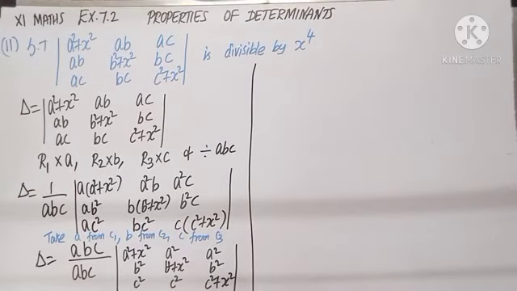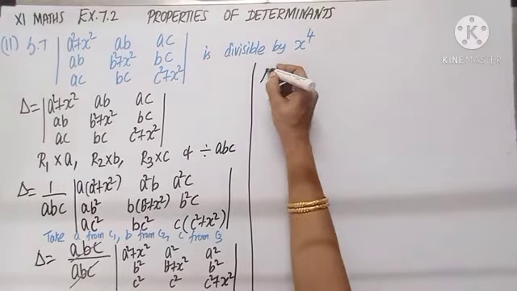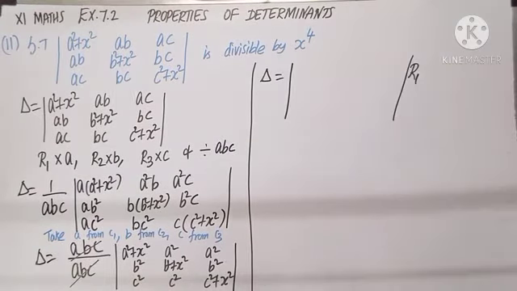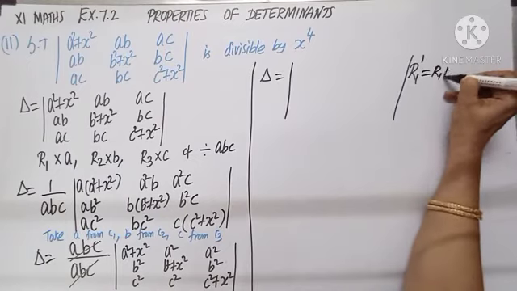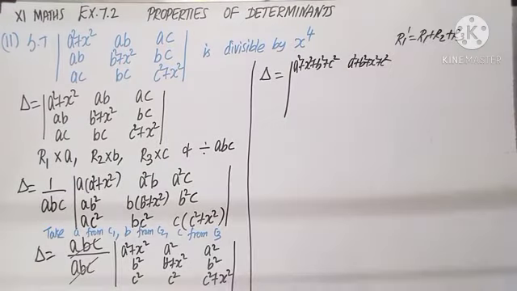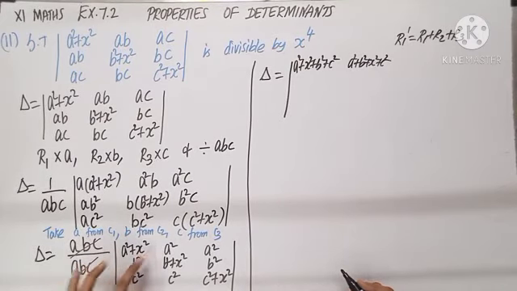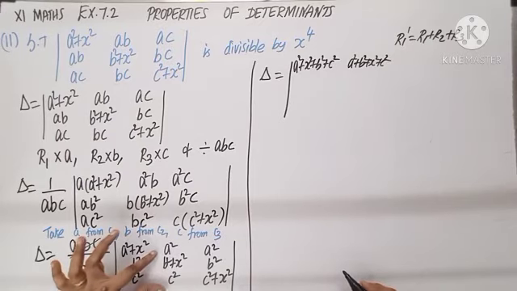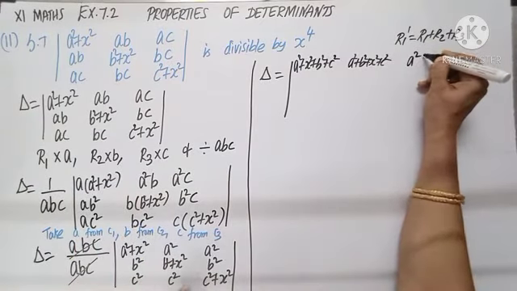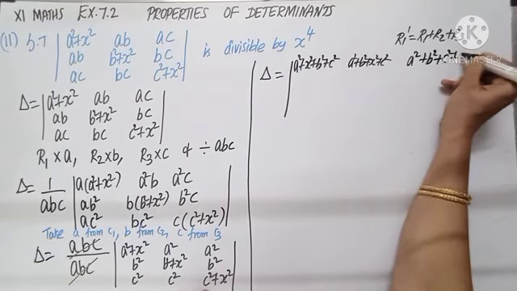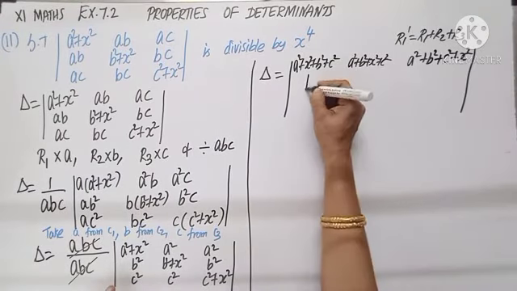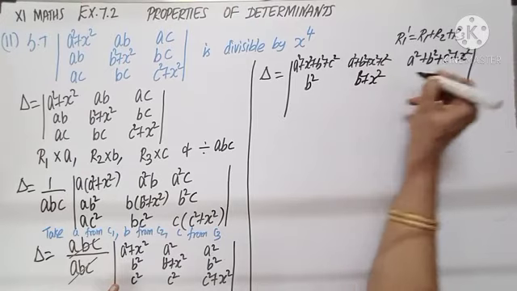As I check, I have A square, X square, B square, C square. Here and here the same. This A, B, C I can cancel. So we add. New R1 is R1 plus R2 plus R3. As we add R1, R2, R3, A square plus X square plus B square plus C square, the same here, the same here. A square plus B square plus C square plus X square. Copy second and third row as it is.